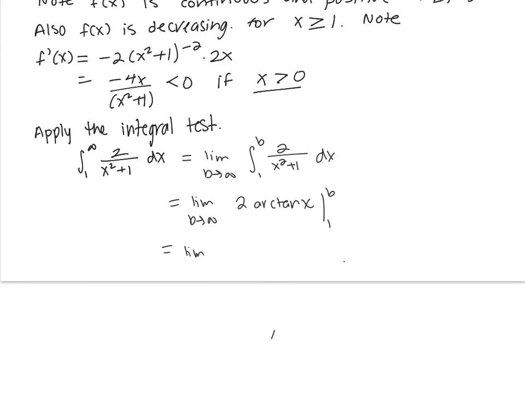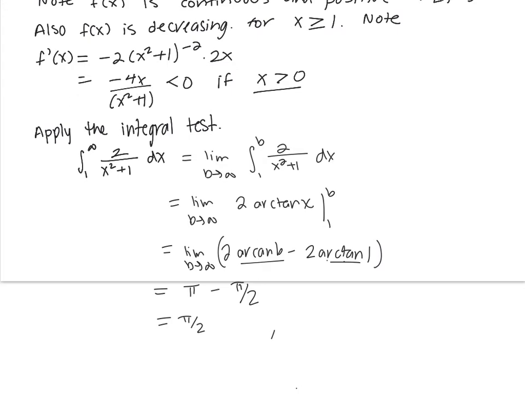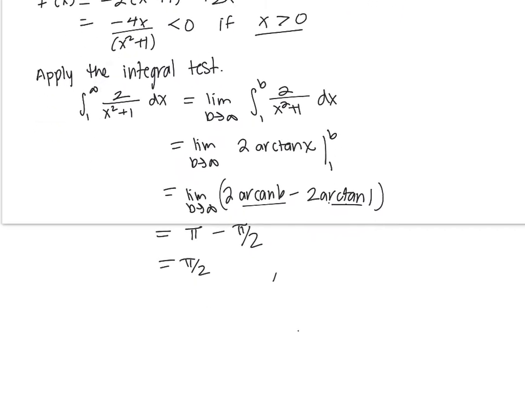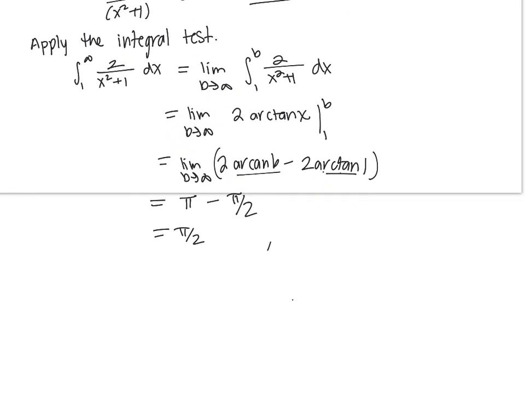So that's the limit as b goes to infinity of 2 arctan b minus 2 arctan 1. And as b goes to infinity, arctan goes to pi over 2. 2 times pi over 2 is pi. And arctan of 1 is pi quarters, so minus pi halves, which is pi halves. So your integral converges. And let's write a short sentence that gives a conclusion.